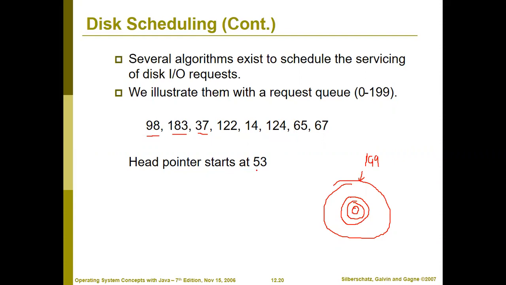Head pointer starts at 53, which means currently your head is at track number 53. Now you need to process all these tracks in such a way that your head movement is less. It will move less distance. Less distance means less time.